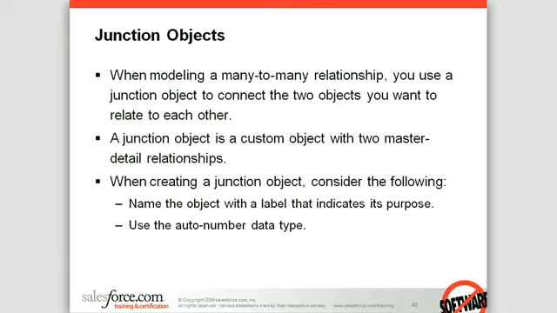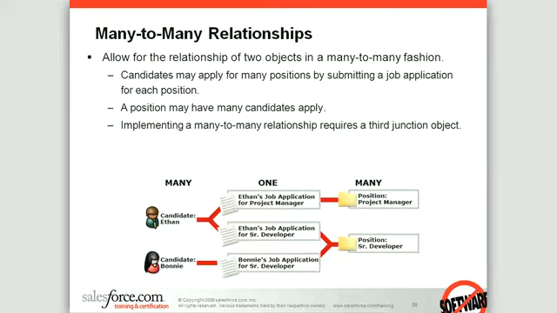Well, it doesn't necessarily have to be that way. In fact, if you take a look at the previous screen, in our ERD, you might notice that the relationships from the job application up to the candidate and the position are both lookup relationships. So I guess if it's a true junction object, it would be master details, but in our case, we're actually doing lookup relationships, but it's still a junction object.